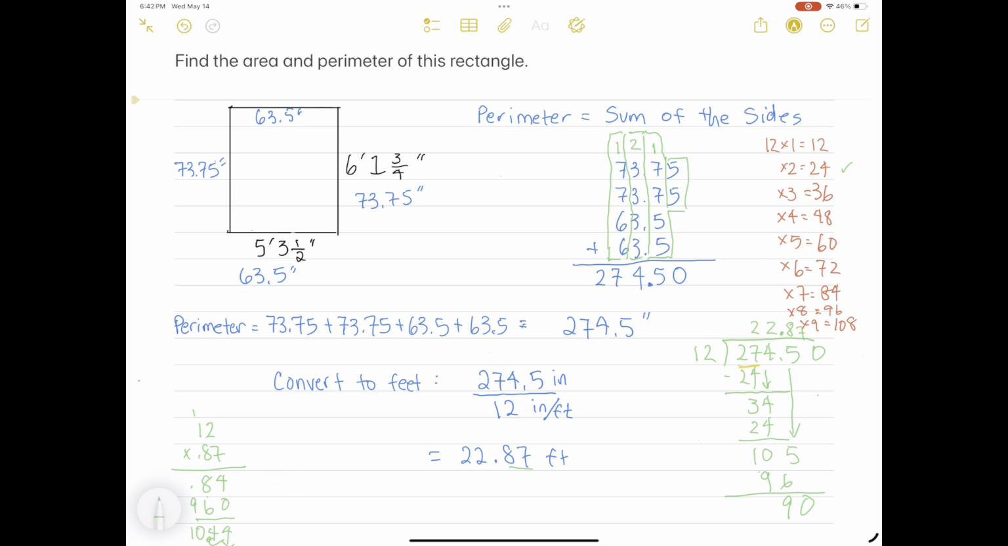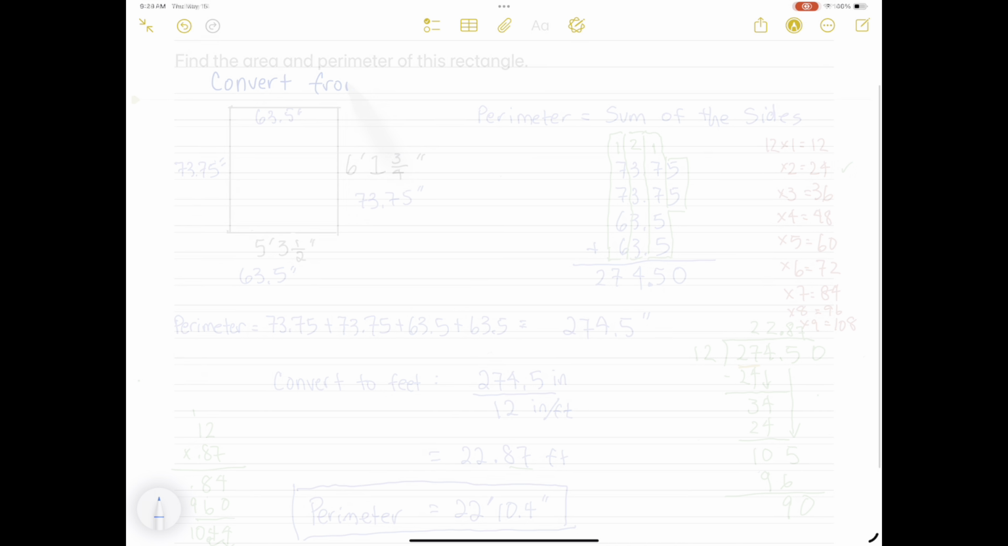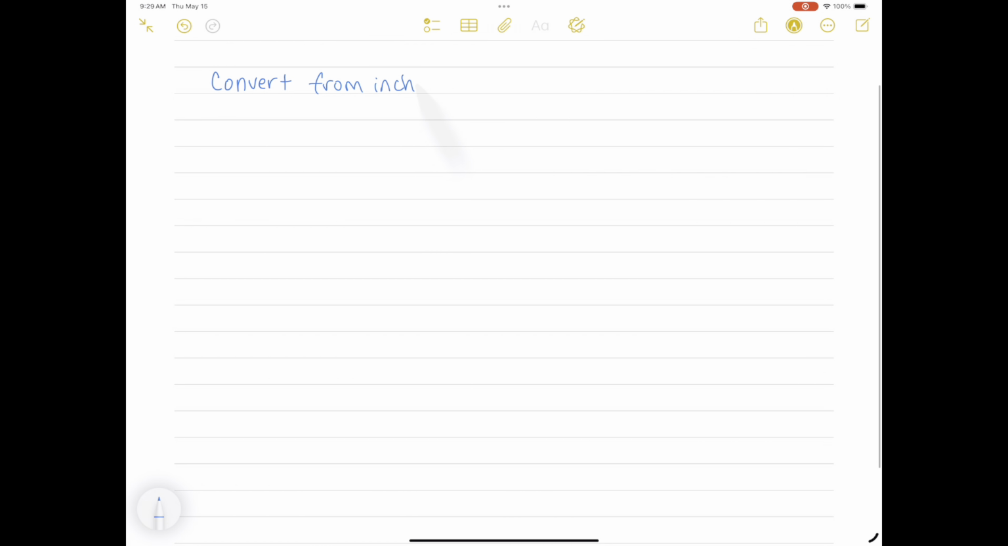So the perimeter of this rectangle is 22 feet and about 10.5 inches. And I box my answer. Sometimes when we do conversion of units, we multiply by 12 inches per foot, and sometimes we divide by 12 inches per foot. If you are getting confused about when to multiply and when to divide, you can use the units themselves to help you make that determination.